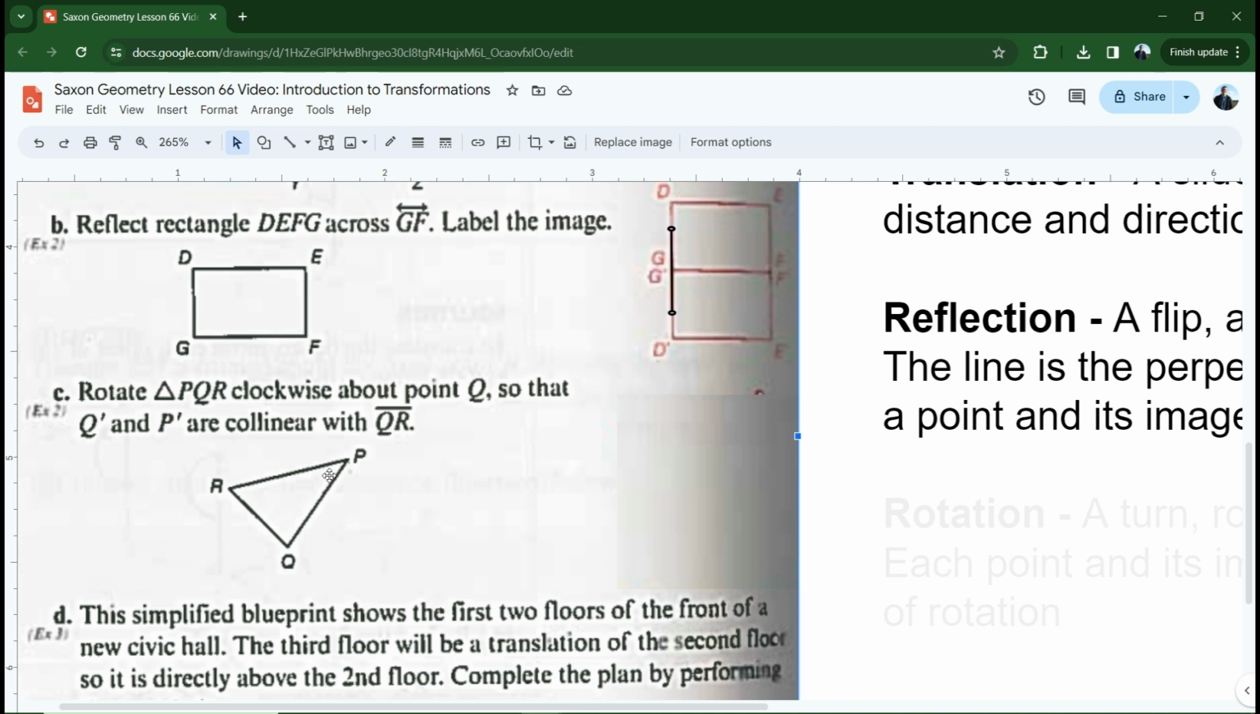around point Q, so that Q prime and P prime are collinear with QR. Can I rotate this far enough that this side becomes collinear with the pre-image? So that side of the image becomes collinear with the pre-image. That's going to look like this. I had the wrong side. I was doing QP.